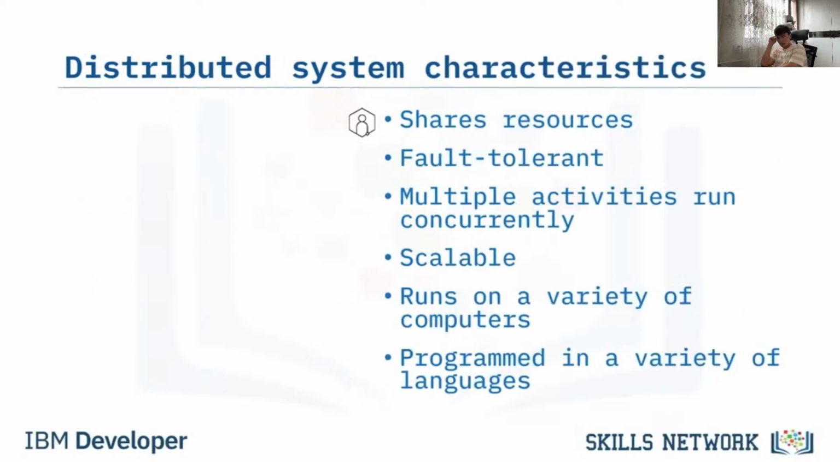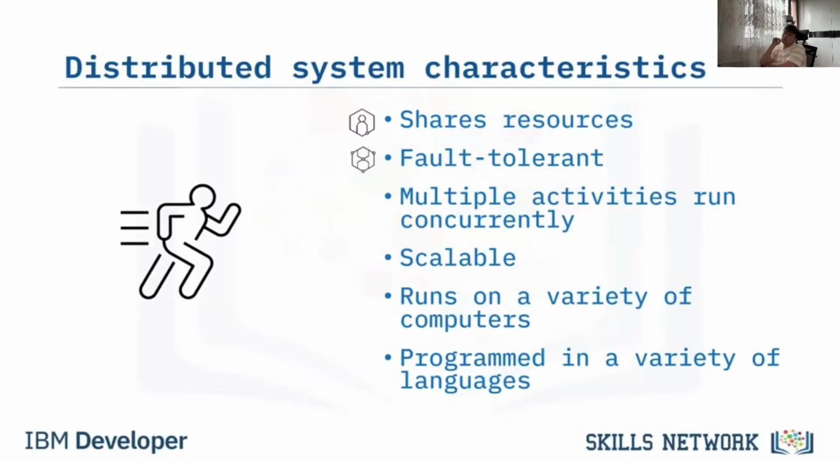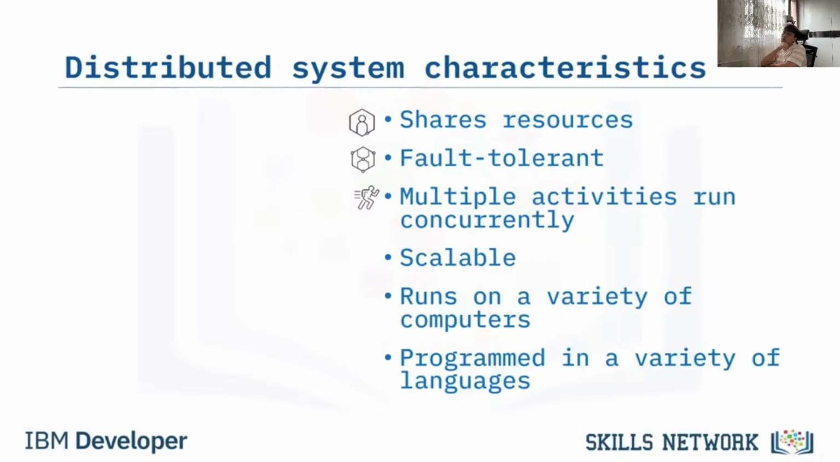A distributed system shares resources such as hardware, software, and data. They are fault tolerant, meaning if a node or a service fails, the system continues to run, also implying that the system may change during execution without service interruption. Multiple activities run concurrently on a distributed system, reducing latency and increasing throughput.